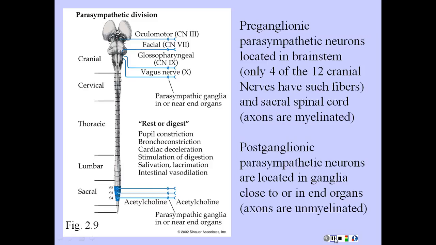So for parasympathetics, where do we find the pre-ganglionic neurons? Well, 4 of them are associated with cranial nerves. And guess what? They're located in the brainstem, close to where these cranial nerves actually originate from. So we actually have these pre-ganglionic parasympathetic neurons.